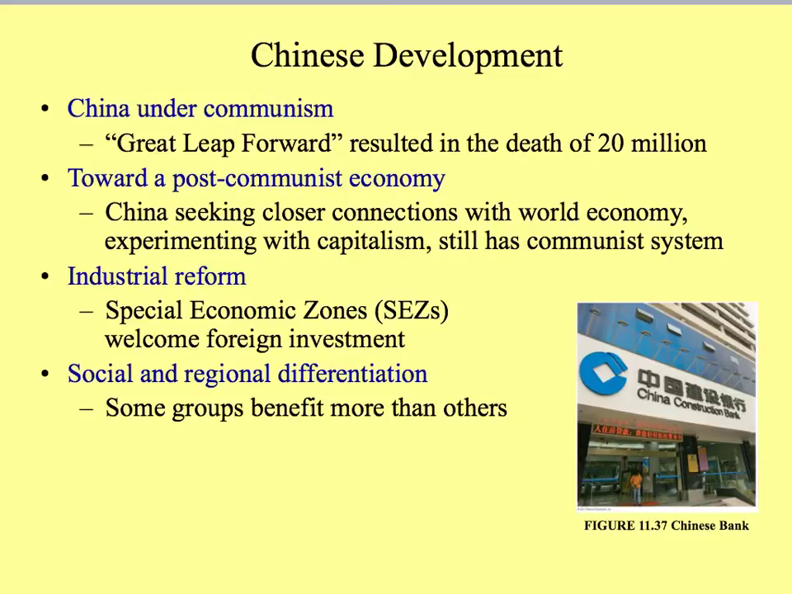They do have some industrial reforms that are occurring. They have locations known as special economic zones, or SEZs, which are welcome to foreign investments. That's a new thing for China. A lot of their history as far as the economy was one of isolationism. They do measure their economic growth at around 10% in some of these zones, and because of these zones being created, in different social and regional locations in China, some groups are benefiting more than others.